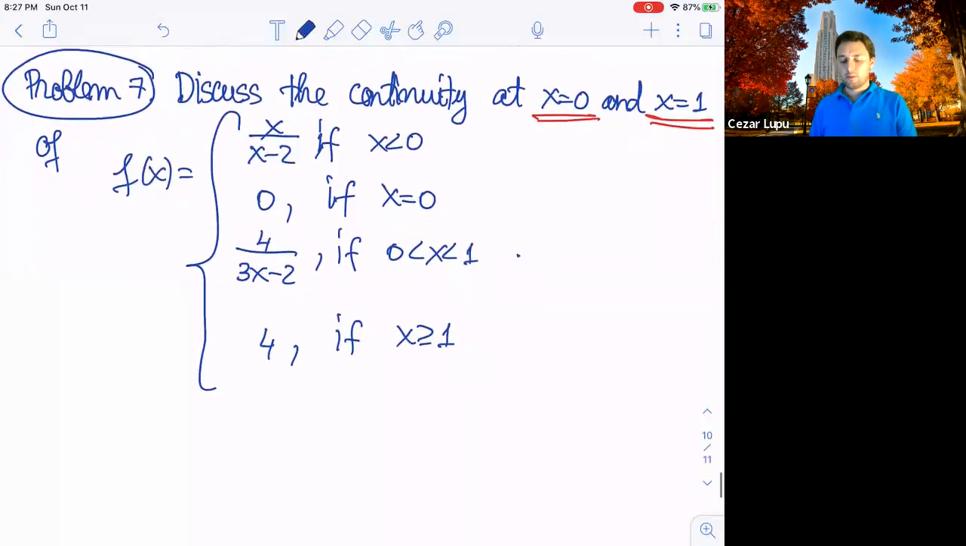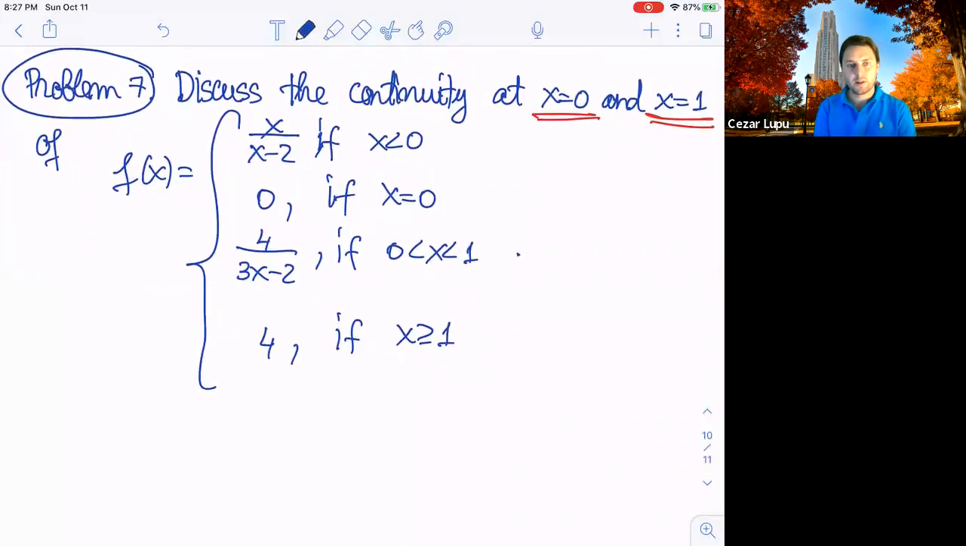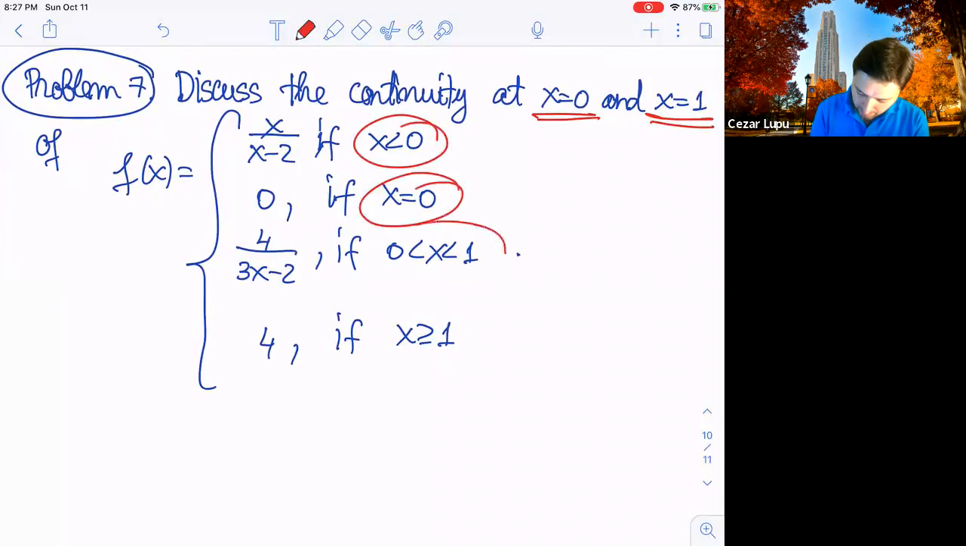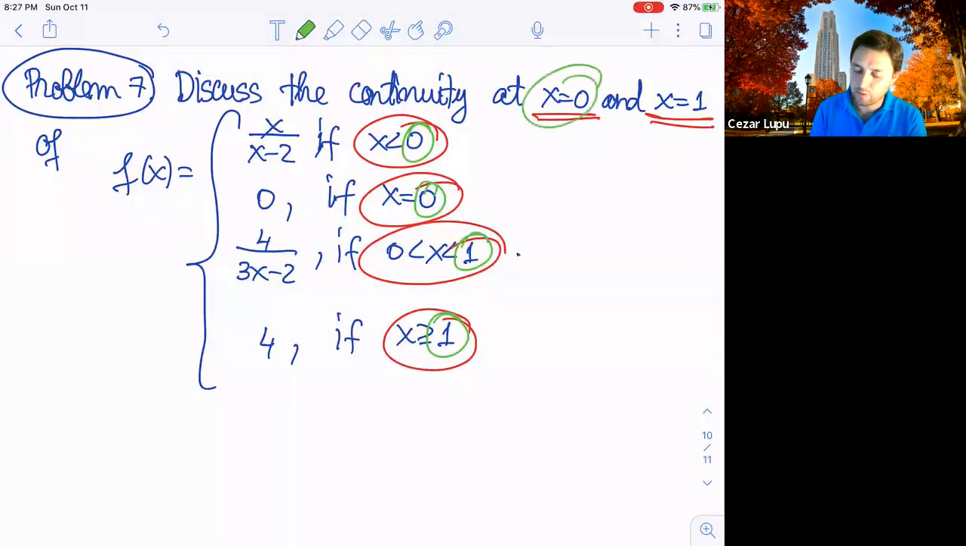You see, you have a bunch of pieces here. So we'd like to discuss the continuity of this function. We have two points here. Look at these pieces, and also at what's going on with these two numbers. So let me point them out clearly: 0 and 1. That's why we have these two points here. Please look at them carefully and at how the function is defined.